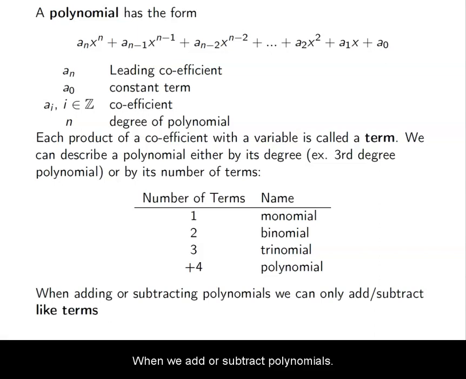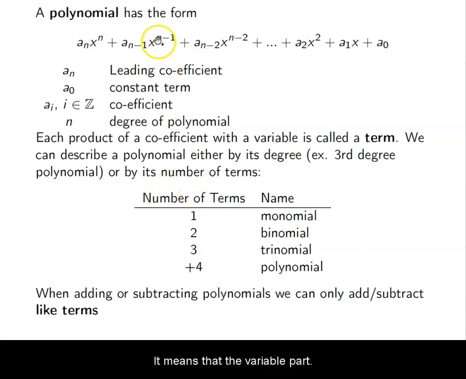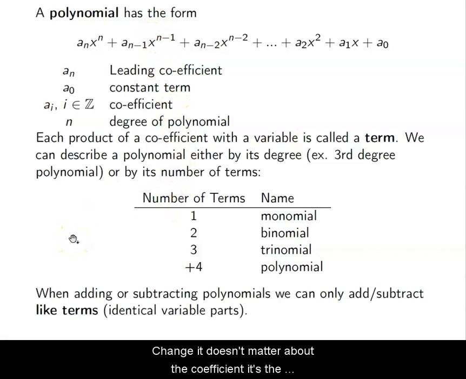When we add or subtract polynomials, we can only add or subtract like terms. So what does it mean to have a like term? It means that the variable part is identical. It doesn't matter about the coefficient, it's the variable part. The variable part has to be identical.